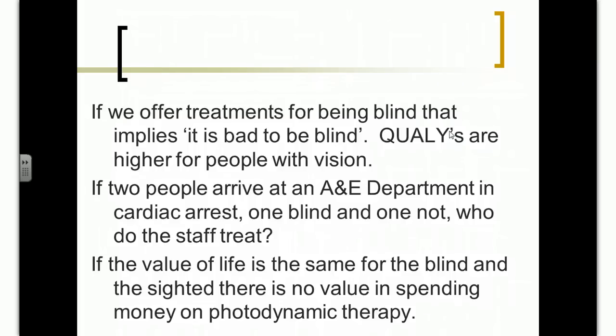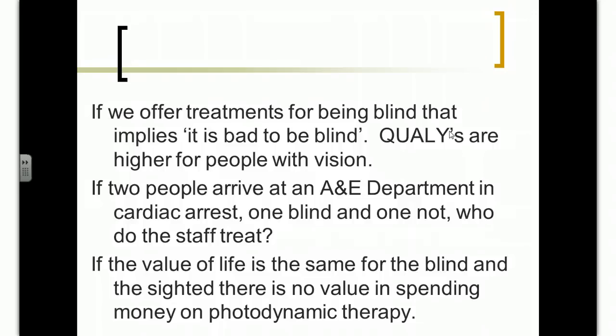What QALYs would suggest is that you should treat the person that is fully sighted. You should take that person and put them directly into the cardiac arrest unit, because if they survive, they have a higher quality of life. And again, this seems like a hugely impersonal decision to make. How can you choose between two patients in a life and death situation on the basis that one is blind and one is not? Both of them are alive. Why is one human life worth more than another?